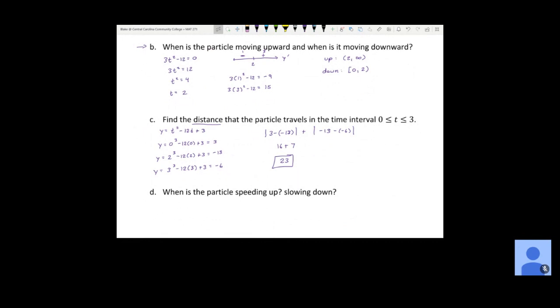All right, now part D, I'm not going to give you on the test, so you can ignore that. If you want to know, you can look at my solutions. Basically, it's speeding up when velocity and acceleration are both positive or both negative. So you just have to figure out where both of those functions are positive, where both of those functions are negative. That'll tell you where it's speeding up. And if they have opposite signs, one's positive, one's negative, that's where it's going to be slowing down.